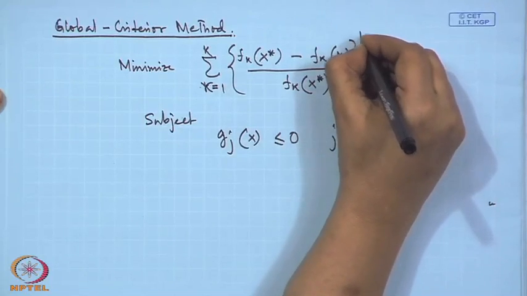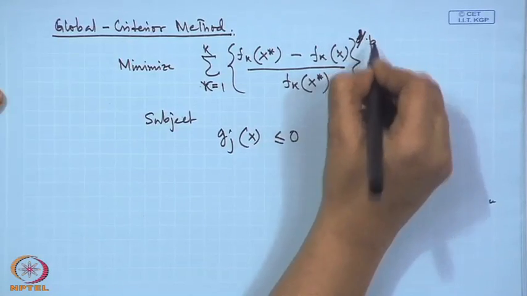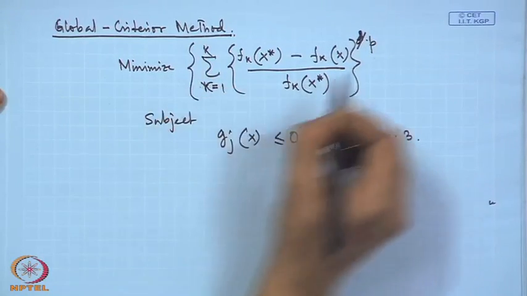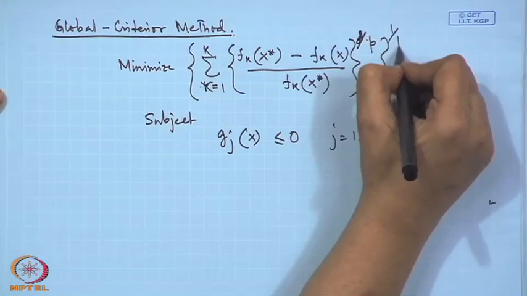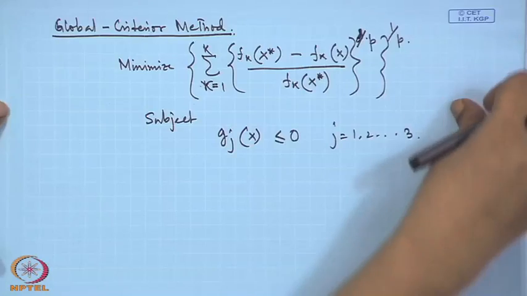Sometimes we consider some parameter p here, to the power p. Some people consider the variation with this as well. If we consider p equal to 1, that was the previous one. If we consider p equal to 2, then certainly that would be a quadratic programming problem, that is a convex programming problem, and whatever local solution we get would be global in general. That is the global criterion method.